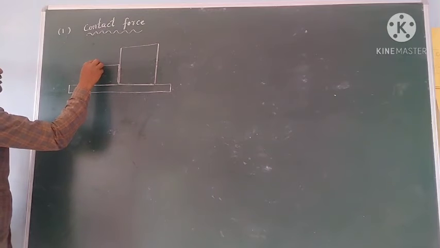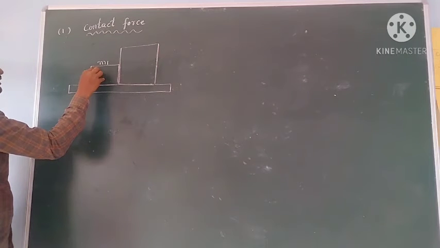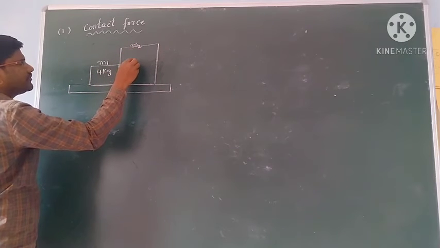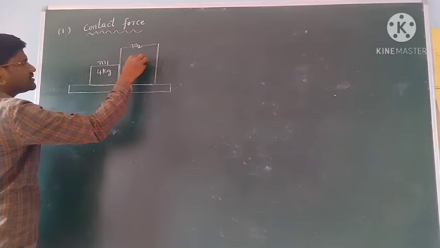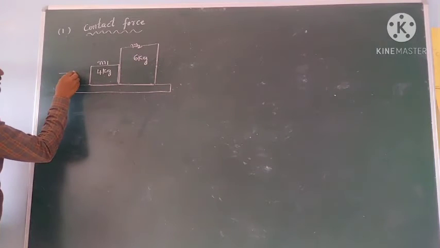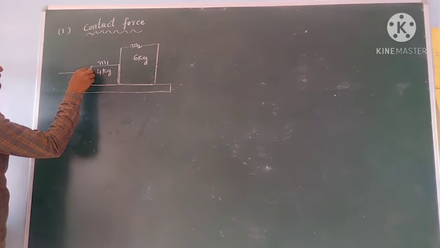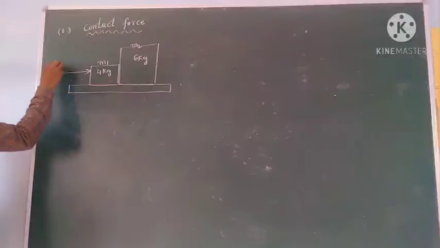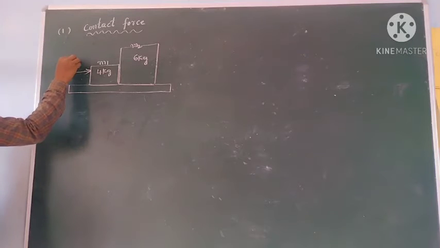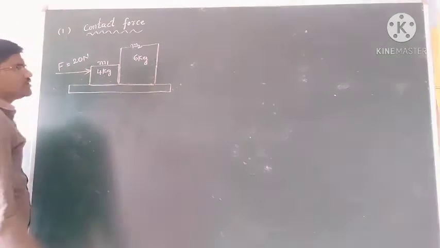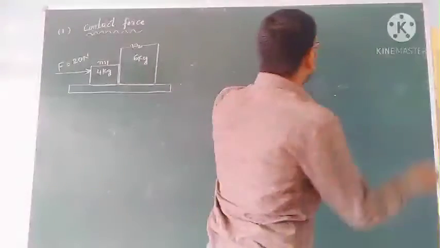Okay. So this is M1. It is 4 kilogram. And consider this is M2 and it is 6 kilogram. And the applied force, we are applying the force on the lighter block. So this is the applied force and I am taking 20 newtons.